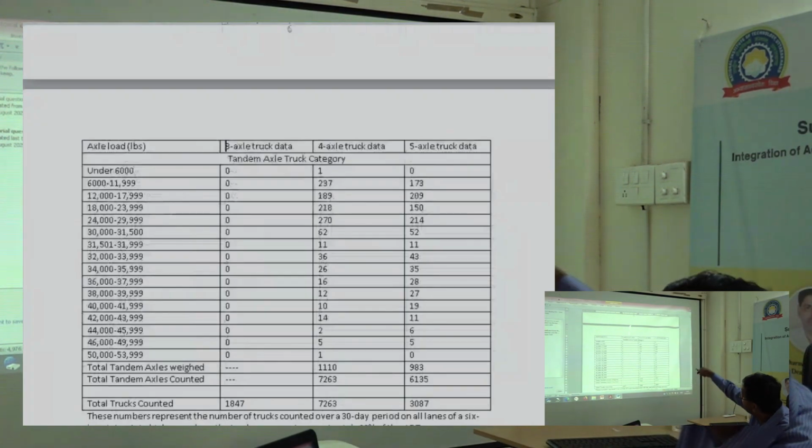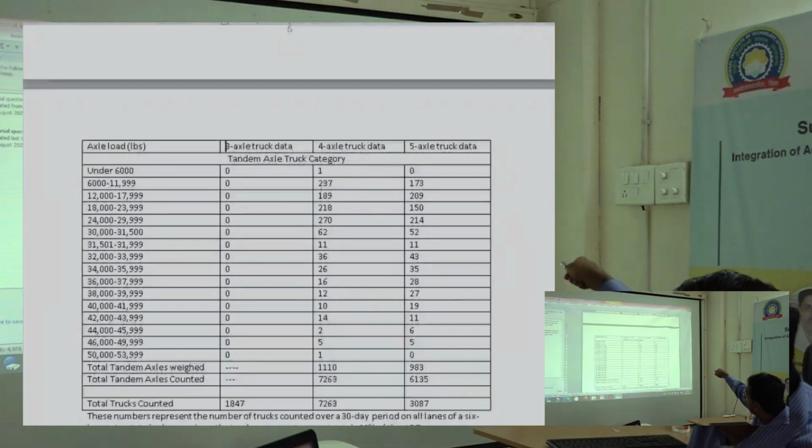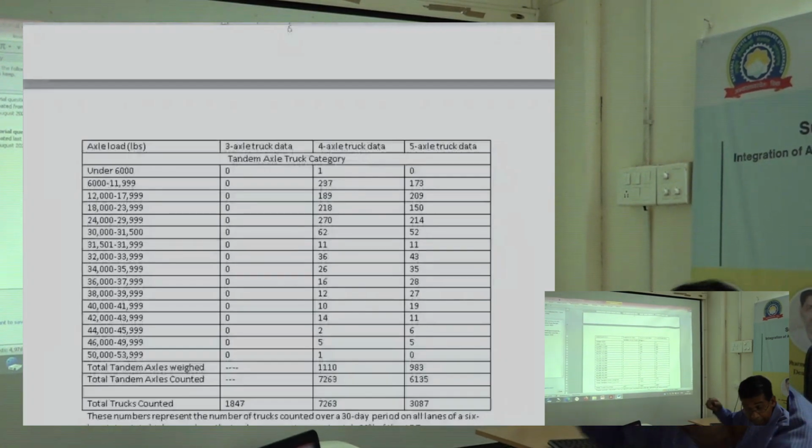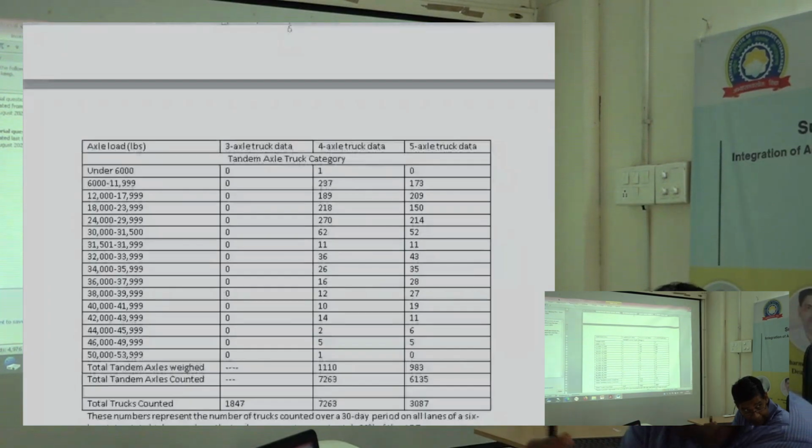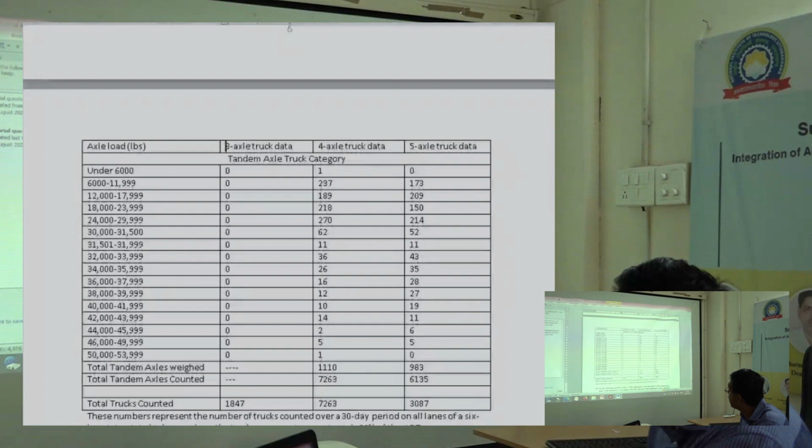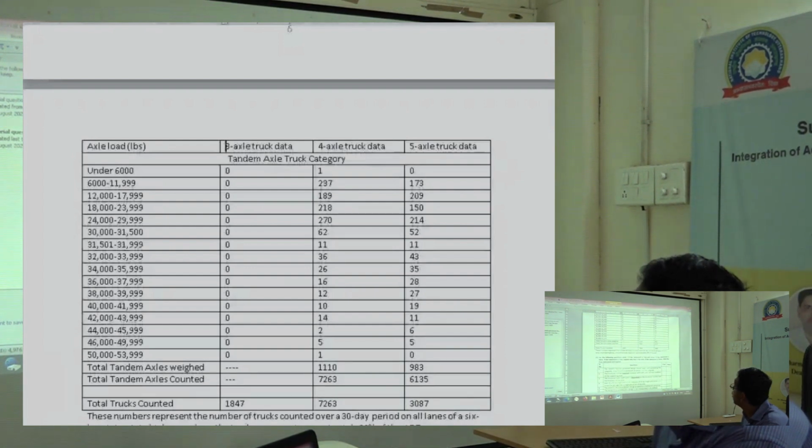3-axle truck, 4-axle truck, and then 5-axle truck. Using the same math. Remember you got 1.38? I did that in the class. You have to do the same math here. Okay, another true or false. Please answer one by one.